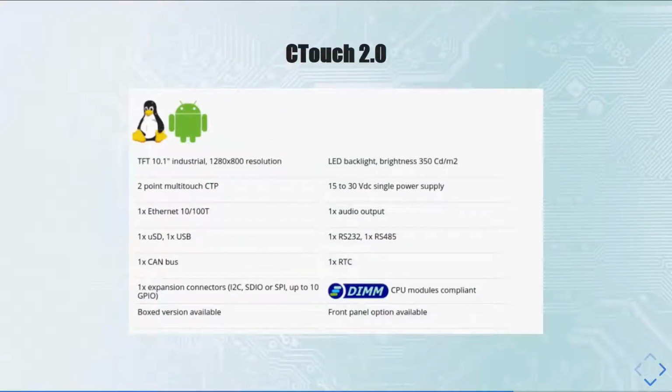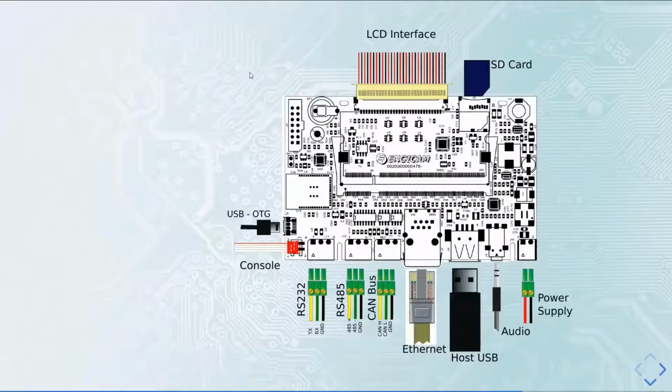The module has been combined with the board C.Touch 2.0. This is a very compact board where, despite the small size, exhibits most of the peripherals that could be handled by the processor. There is an LCD interface, connectors for RS-232, RS-485 and console serial ports, CAN bus, network interface, and so on.